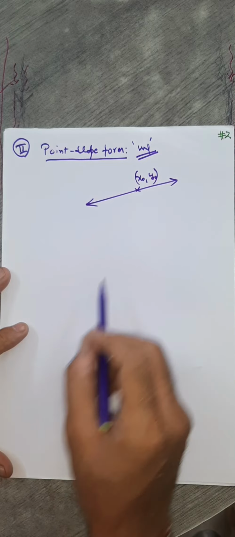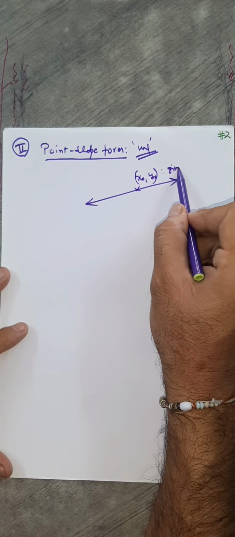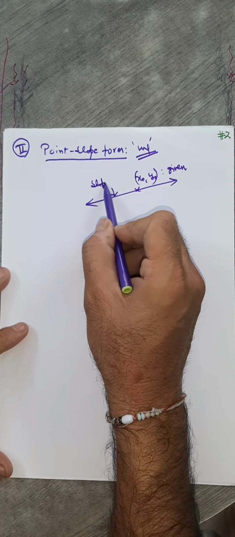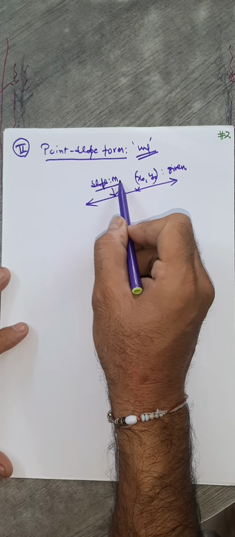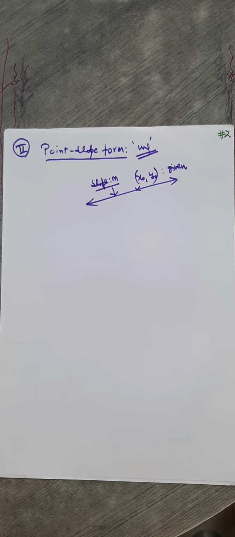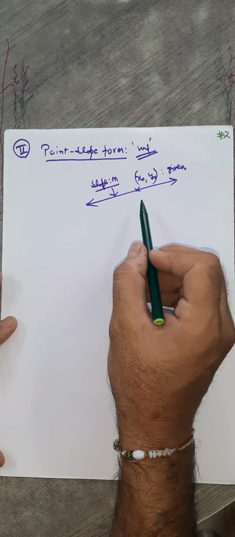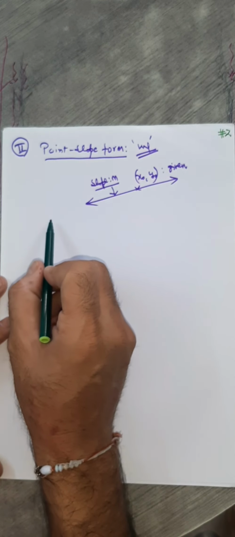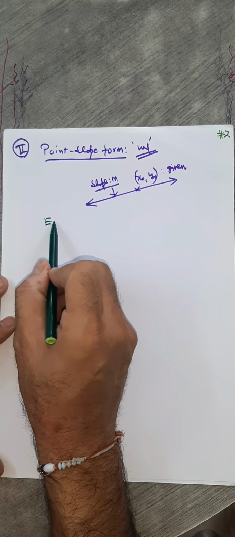This is a given point. This point is given, and the slope of this line is also given. You know every line has a slope. Slope and a point you are given. So we write here the equation of the line passing through x0, y0 and having the slope m is given by this. So the equation is this.